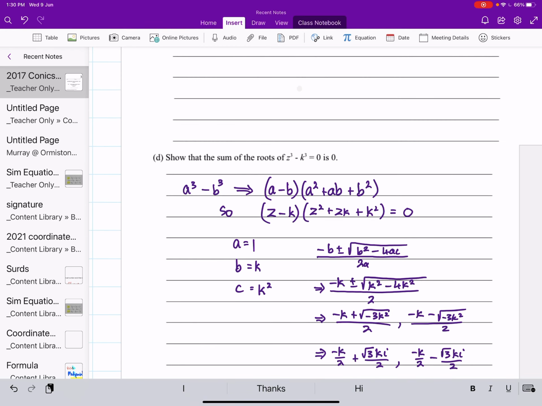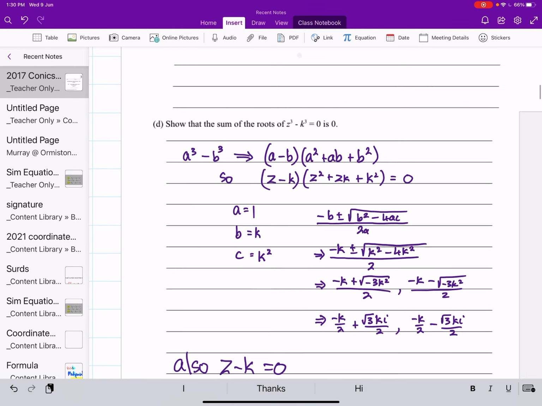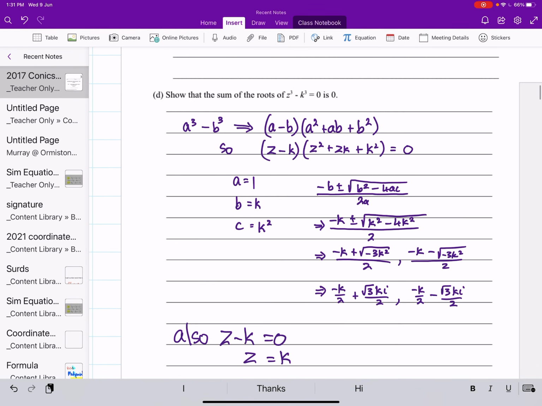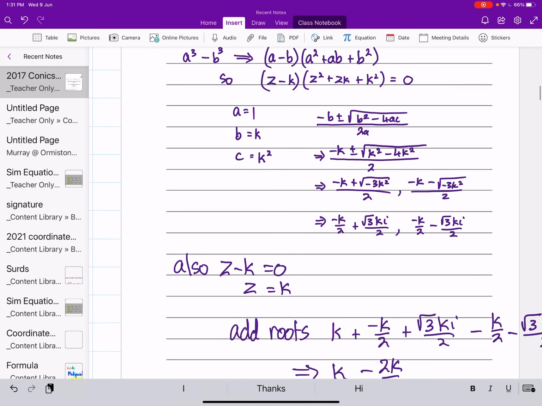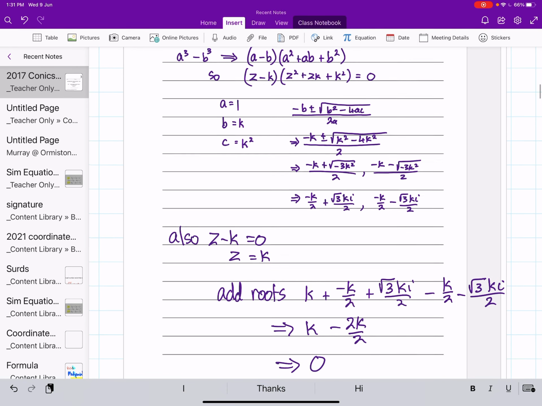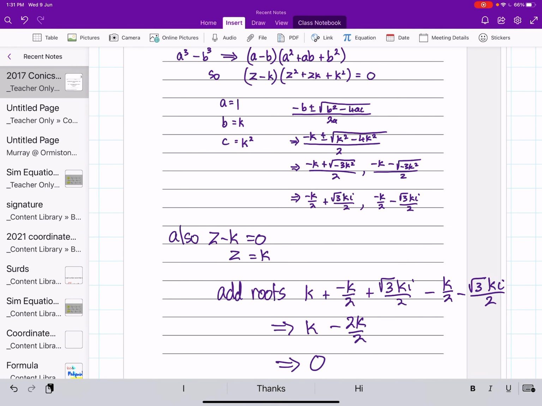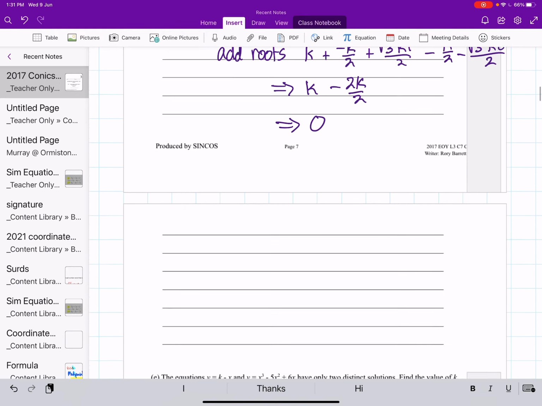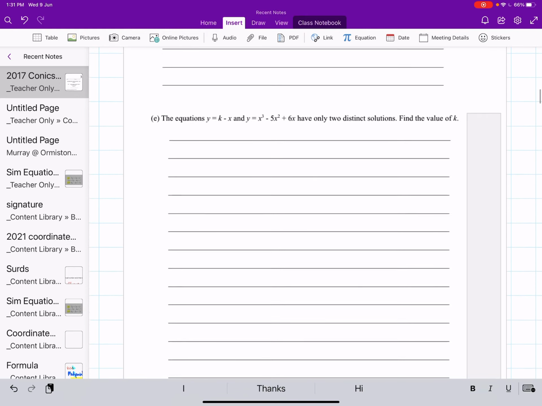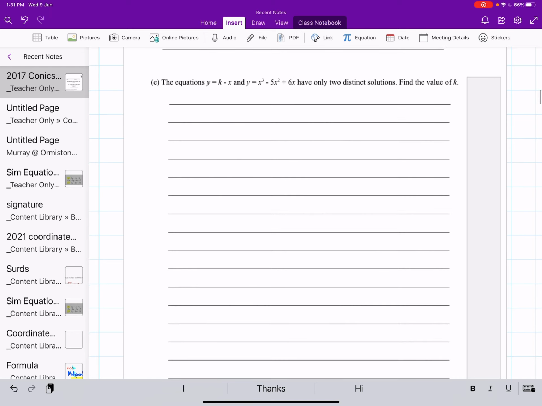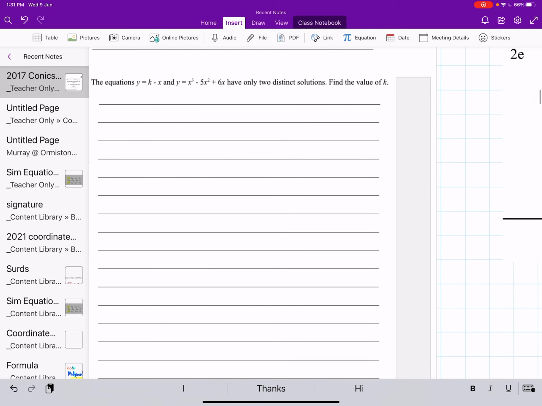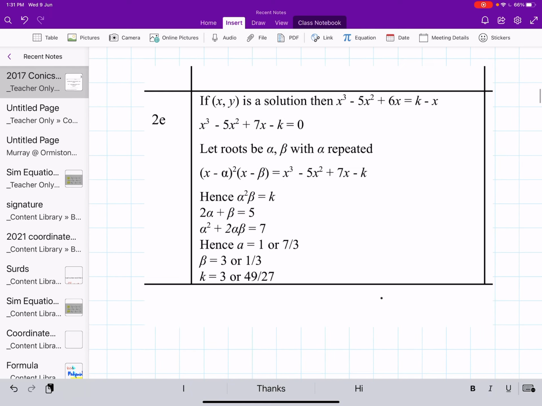Then you have to note that your first bracket is also equal to 0, so z will equal k. There are your three roots. Add them all together, and we find they equal 0. That's nice and handy. The next question, E, we have to find two distinct solutions, and so there they are. There is your solution to that one there.